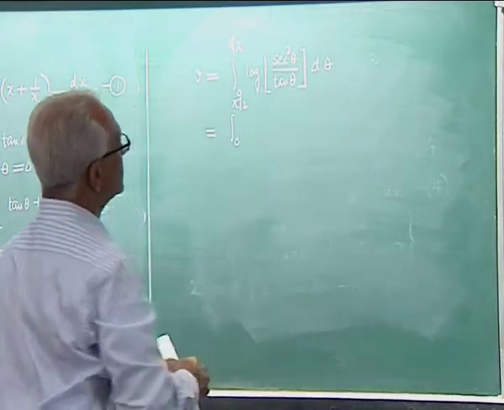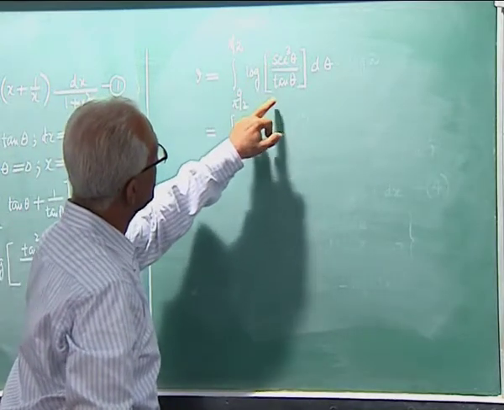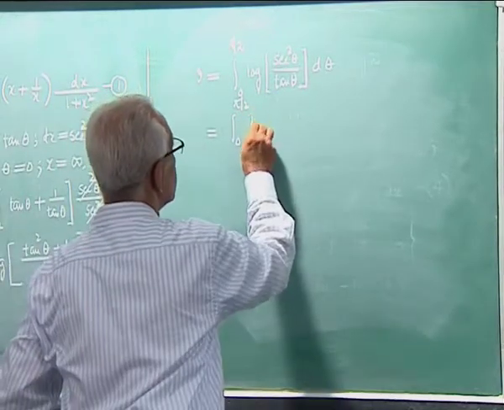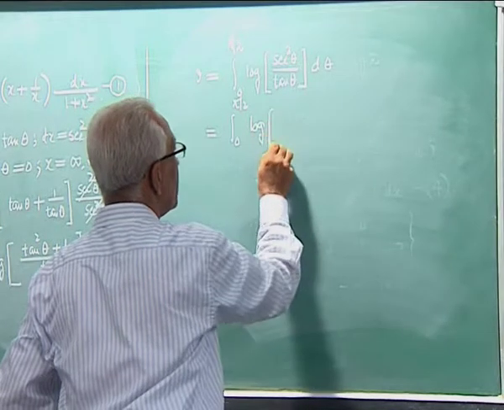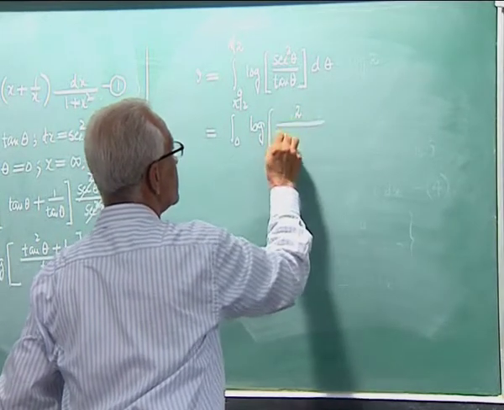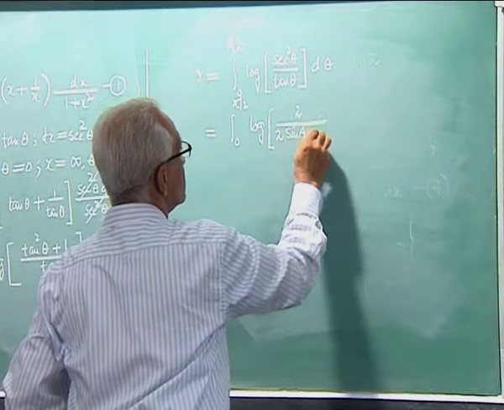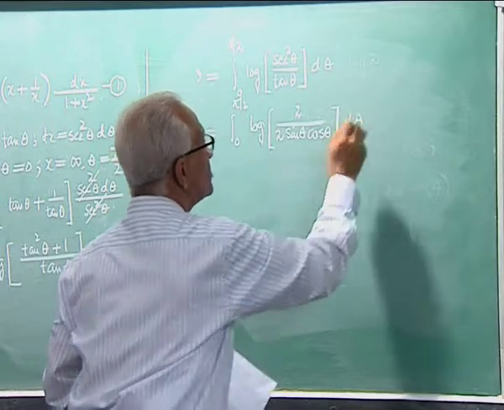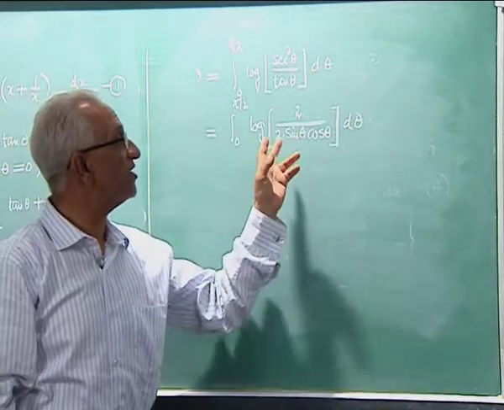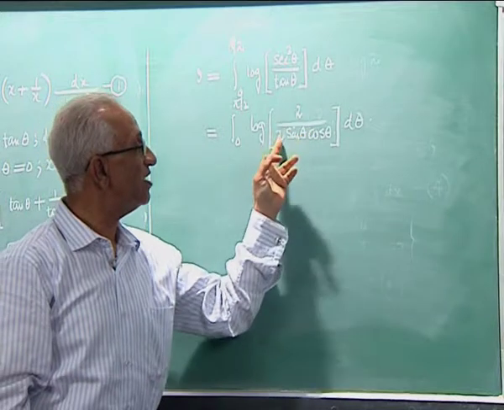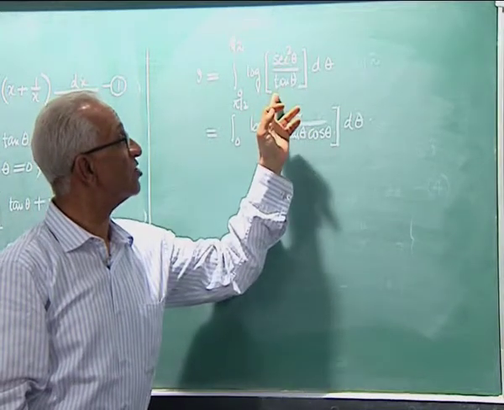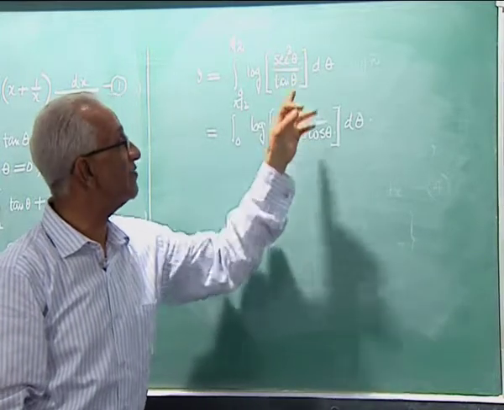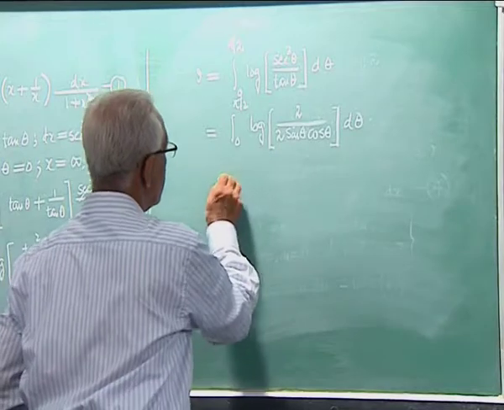This is sec square theta, so I will be having 1 upon cos square theta, and this will become sine theta upon cos theta. So I can write it as log of, directly, 2 times 2 sine theta cos theta d theta. What I have done, you can easily follow, is I multiplied by 2 and divided by 2, this 1 upon cos square, and this tan theta will be sine theta upon cos theta. The sine theta going up will cancel and will leave you like this.